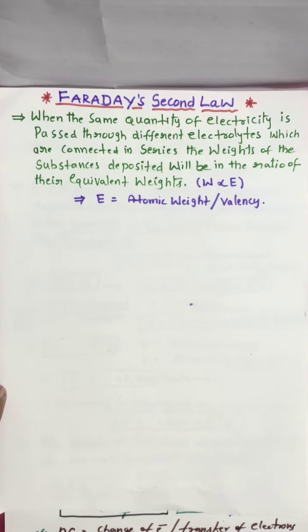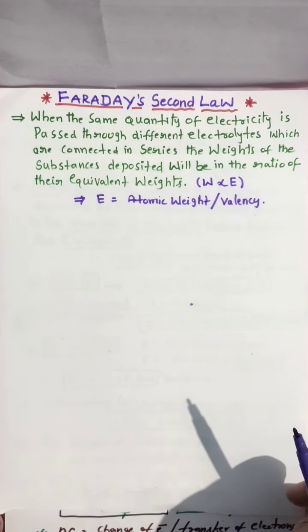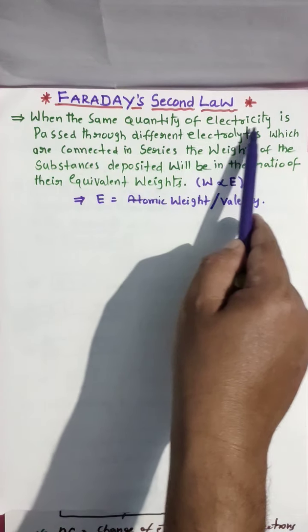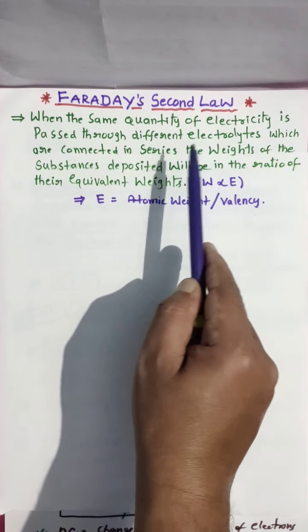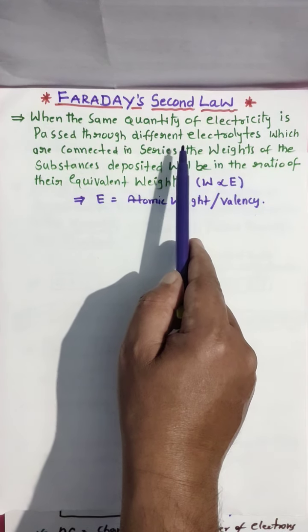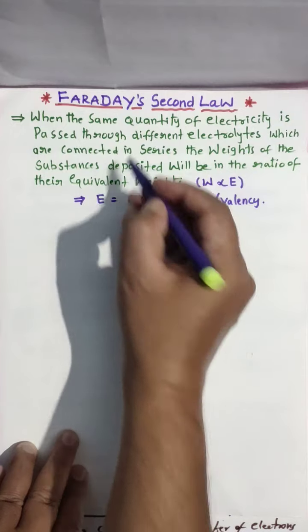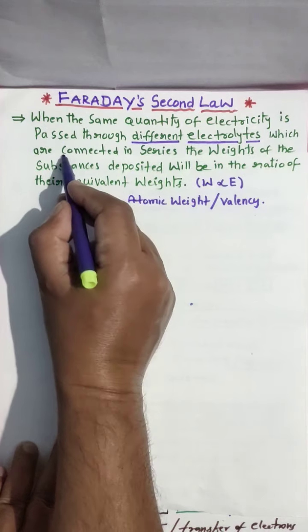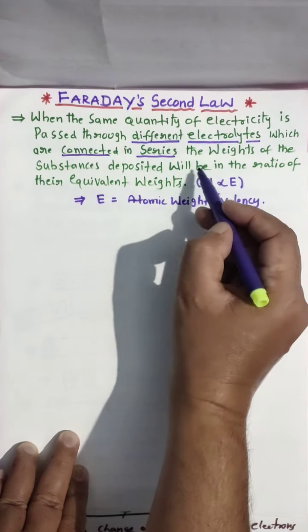Faraday's second law. How to understand it easily? Look here. When the same quantity of electricity is passed through different electrolytes. In Faraday's first law, we passed electric current through a single electrolyte. Now, the key factor is different electrolytes, which are connected in series. This is another important point: all are connected in series.